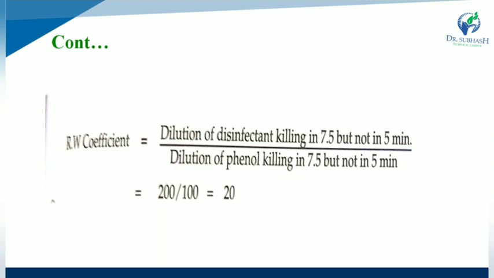Next, the Rideal-Walker coefficient formula is equal to the dilution of disinfectant killing in 7.5 minutes but not in 5 minutes, divided by the dilution of phenol killing in 7.5 minutes but not in 5 minutes. So 2000 divided by 100 is equal to 20. How does this occur?